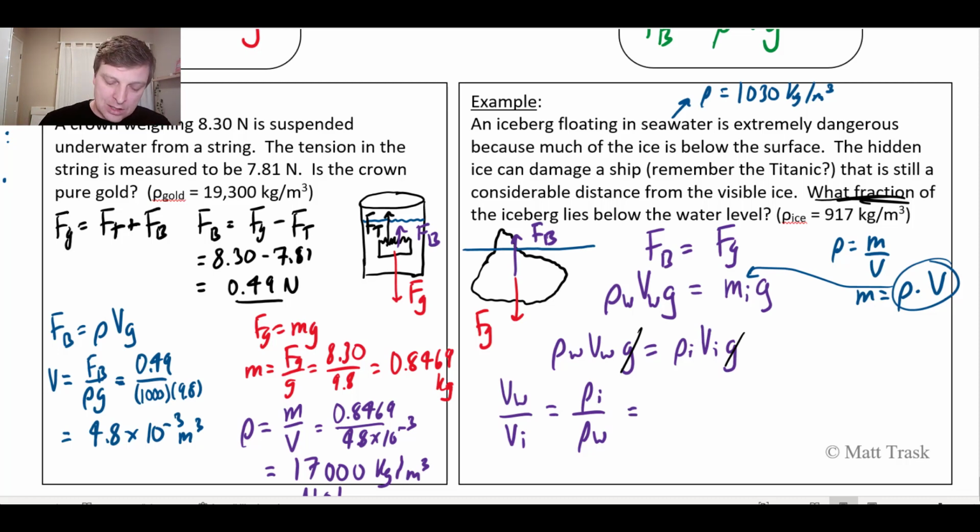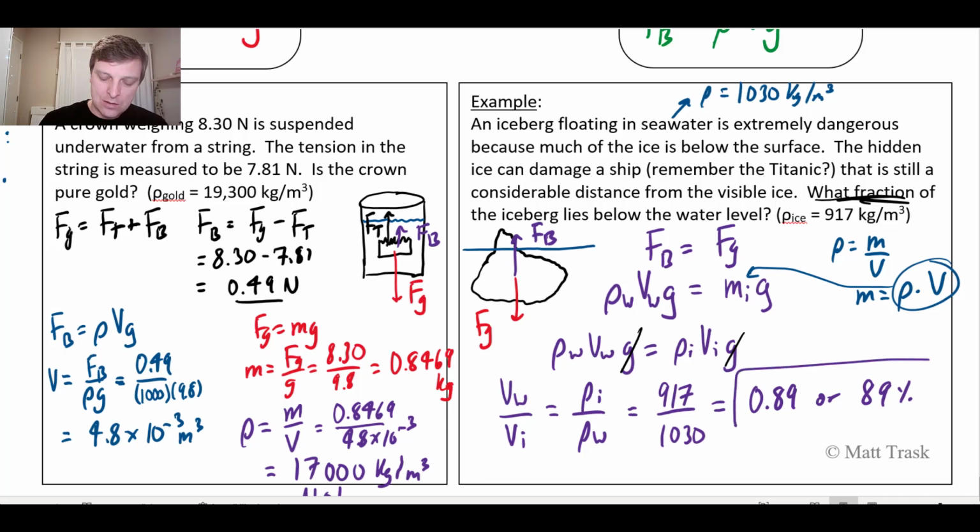So this is going to equal the density of the ice, which we know is 917, and the density of the water is 1030. So this gives me a value of right around 0.89, or about 89%. And so that tells me that of the total amount of ice, 89% of it is actually submerged in water, so that it provides enough buoyancy force for it to float.